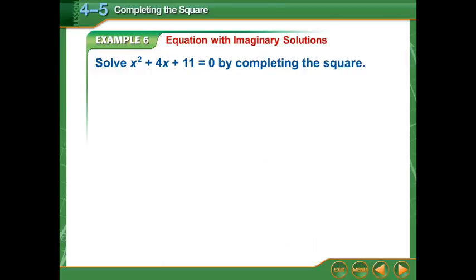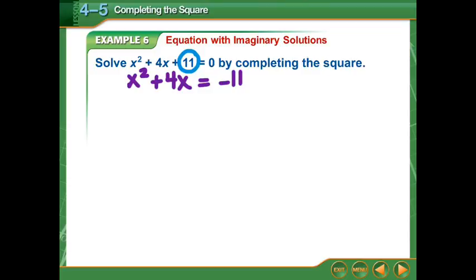Okay, I thought that was the last example, but it's not. x squared plus 4x plus 11 equals 0. This one it says we're going to have an imaginary solution. So we kind of know something's going to happen at the end that's a little different than the previous problems. I'm going to start the same way though. Remember, move your constant to the other side. So this will be x squared plus 4x equals negative 11.